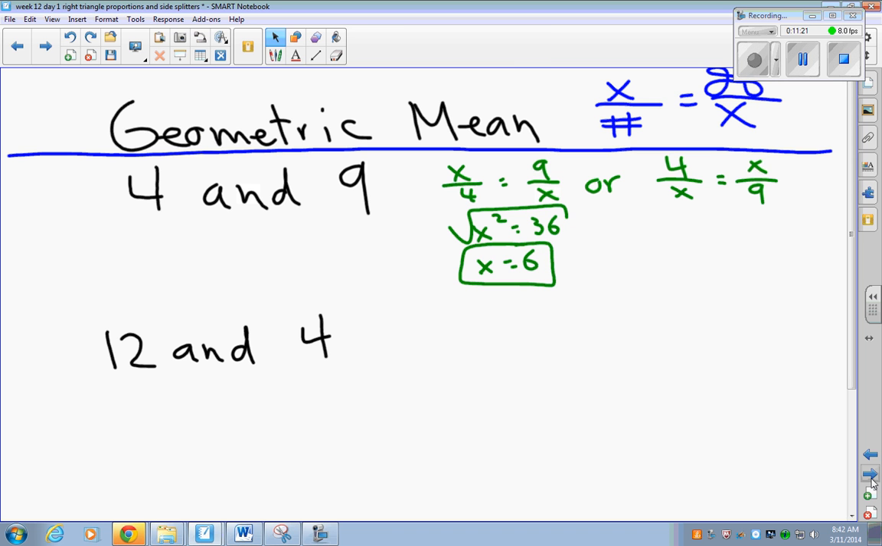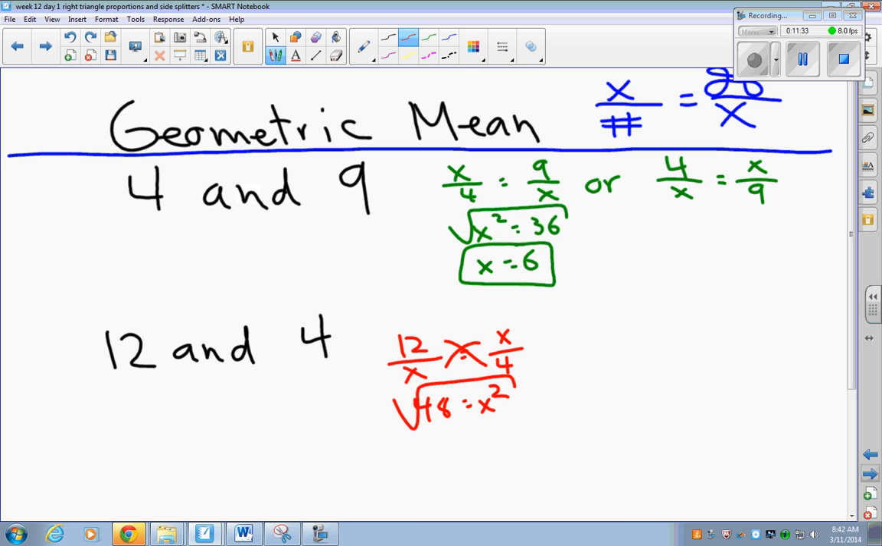Okay? Here, if I have a 12 and 4, I'd go 12 over x, since x is on bottom, x goes on top. Cross multiply, I get 48 equals x squared. Square root it. That's not a nice guy, and so again, for today, let's just leave it as the square root of 48. So those are types of homework questions tonight. You don't really know the application of geometric mean yet, but I'll kind of show that tomorrow. Okay?